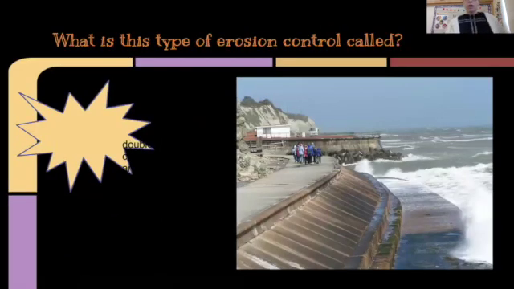Next question. What is this type of erosion control called? Pause if you need more time. The answer is seawalls. Next question.